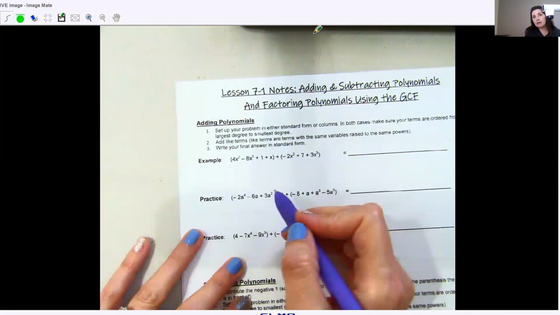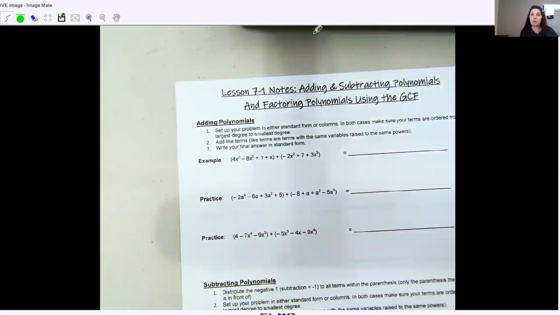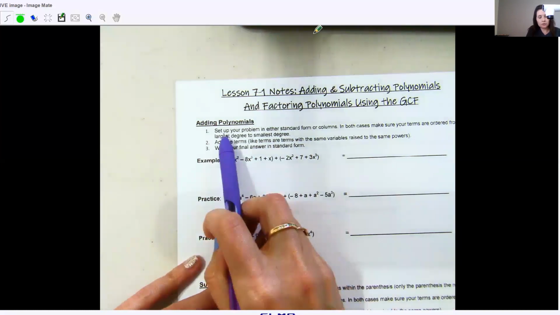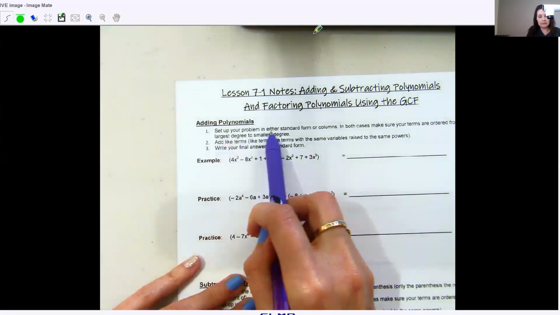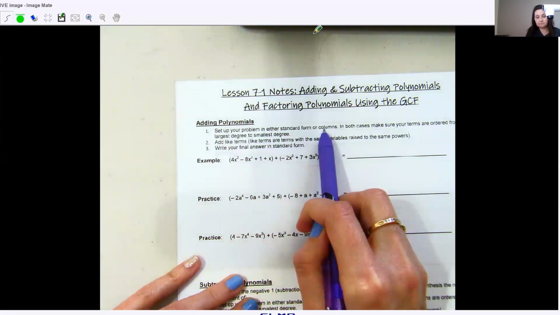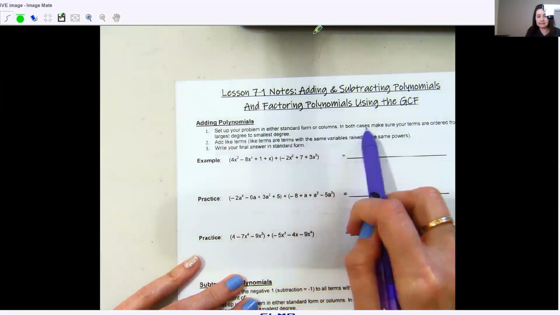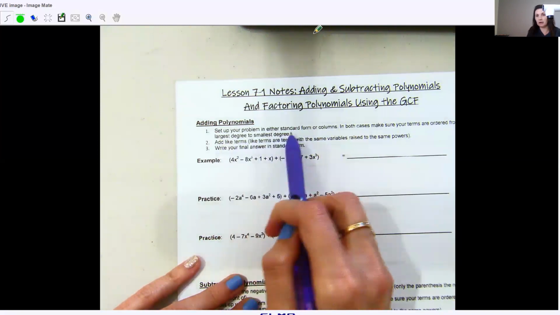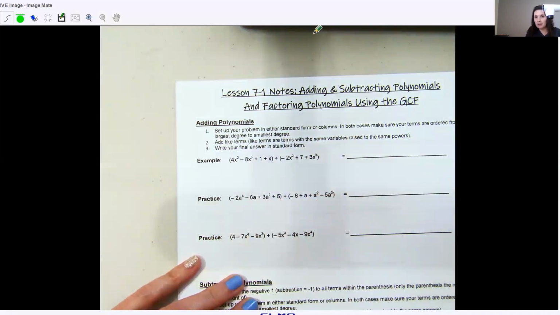When I add my polynomials, I like to write them in columns. You don't have to do that. I can show you a different way, but this is what I like to do. It just lines them up nicely so that I don't make any errors. So the first step says to set up your problem in either standard form or columns. In both cases, make sure your terms are ordered from largest degree to smallest degree. So I'll show you what that means.